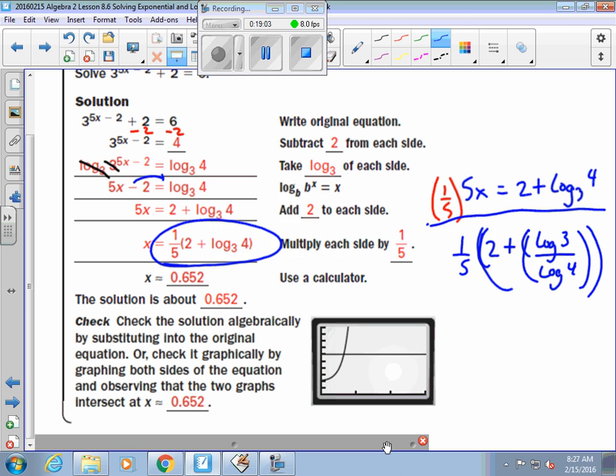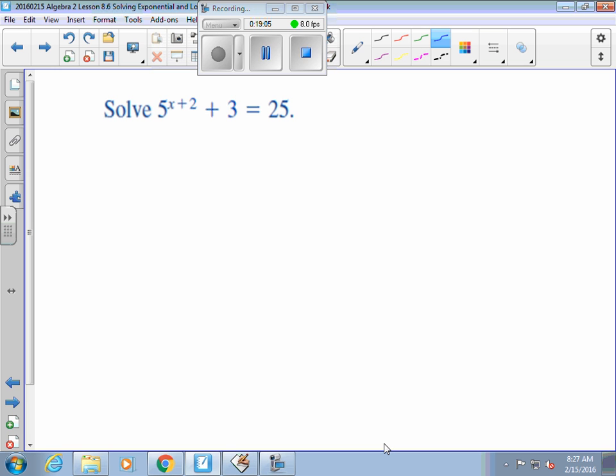Let's try another one that's just like this one. Solve 5 to the x plus 2, plus 3, is equal to 25. Again, work your order of operations backwards, and then get to where you can plug in the calculator strokes. And then if all we're having is a calculator issue, we'll get that figured out together. Take about 1 minute on that.